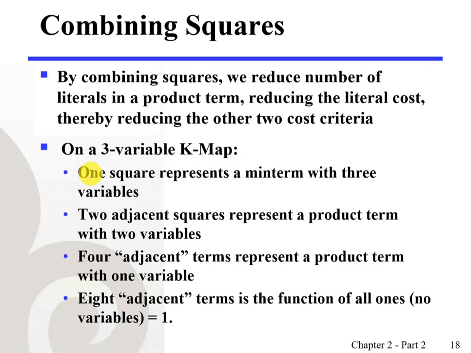So in the K-map, by combining these squares or cells, we can reduce the other cost criteria, such as gate input cost, as well as reduce the number of literals in a product term, which will reduce the literal cost. Let's see some examples.